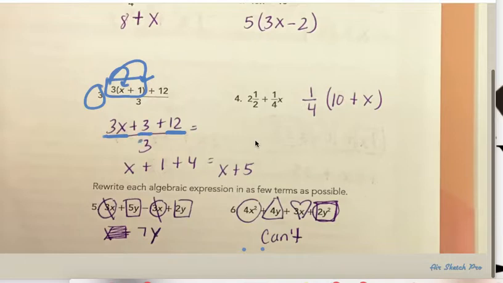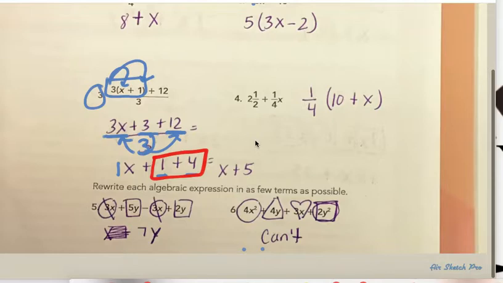Then I have 3 on the bottom, which means a fraction is like a division problem waiting to happen. So now I can divide 3 into 3x, which would just give me 1x, 3 into 3, which gives me just 1, and 3 into 12, which gives me 4. Now I look at my problem and say, are there any like terms I can put together? Yes, I have this constant and the other constant, and I can put those together. So now I have my x plus my 5 constant.